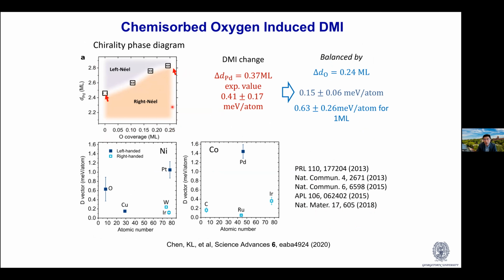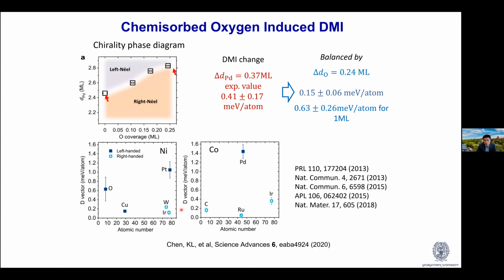And from this, we can extract the DMI induced by the oxygen coverage, which is about 6.63 millielectron volt per atom for a monolayer coverage of oxygen. And this value is actually quite significant compared to other transition metal cases, which is illustrated here. And the data points are all determined using this SPLEEM technique, so they are self-consistent.